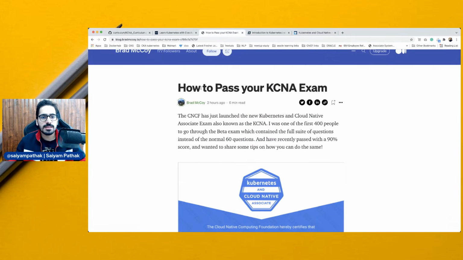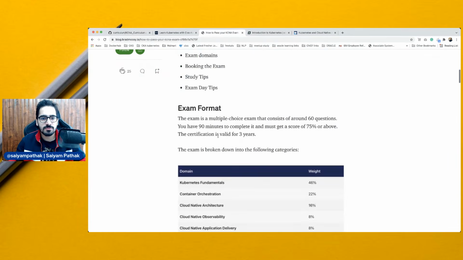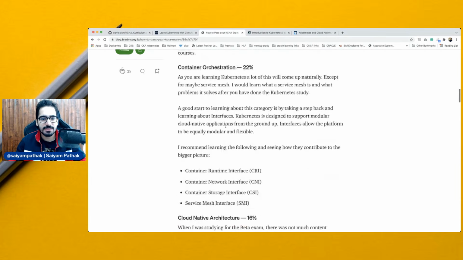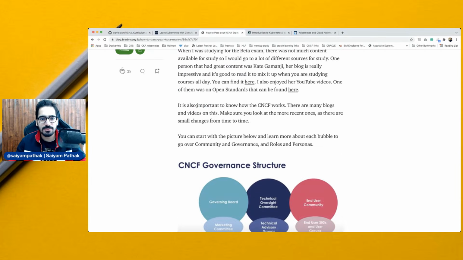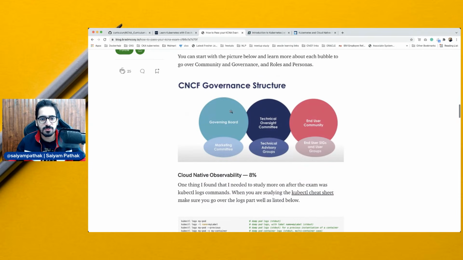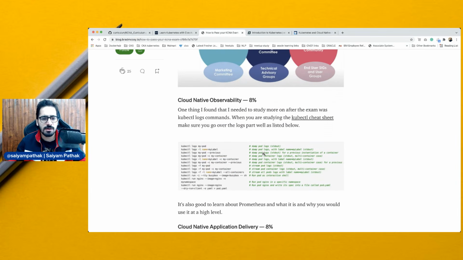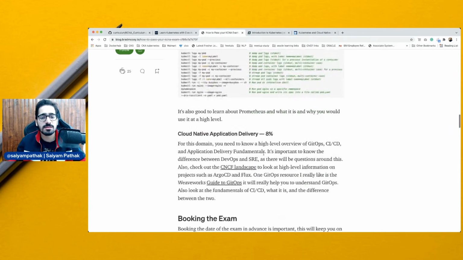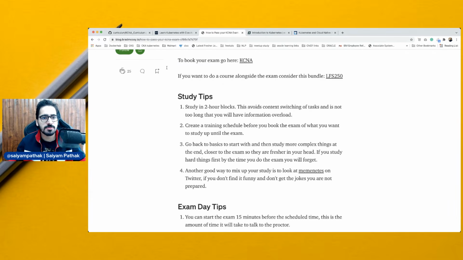So that's one of the experiences. Brad McCoy has shared his experience in terms of exam format, domains, where to learn from. I told you all these stuff. Cloud native architecture, how CNCF is working, governance, roles and personas. Yeah, this is like the marketing board, technical advisory groups, and user community SIGs, and also the kubectl commands. So there can be kubectl commands to select which one is the right command to do a particular task. So that is also there. And yep, I think that's pretty much it.